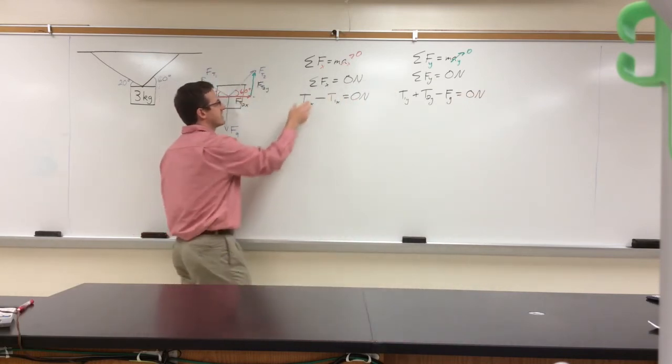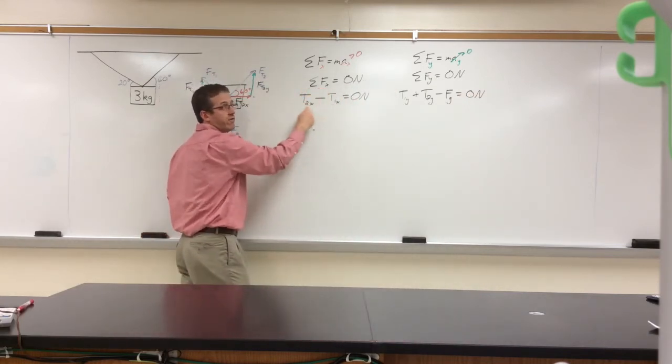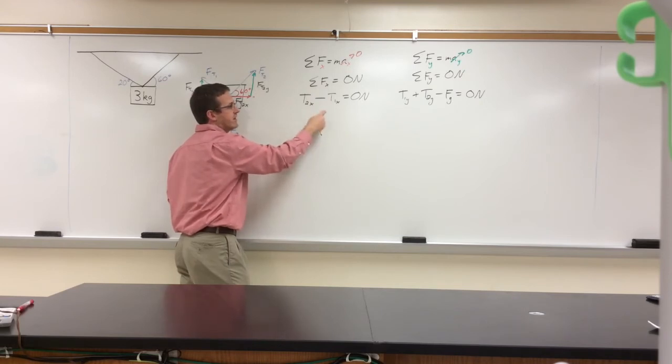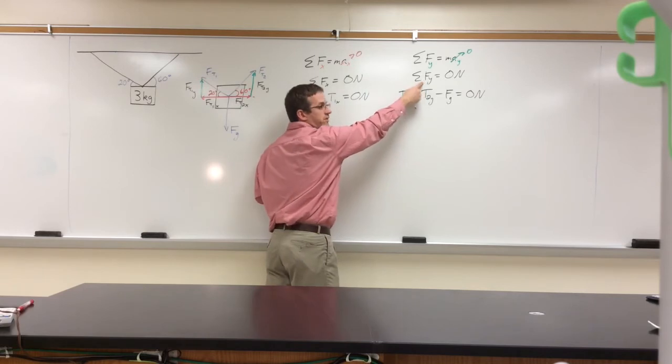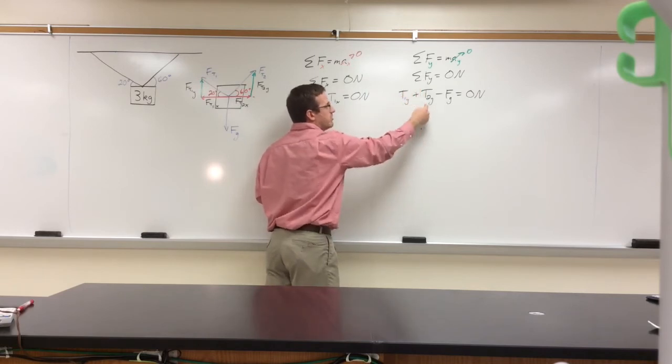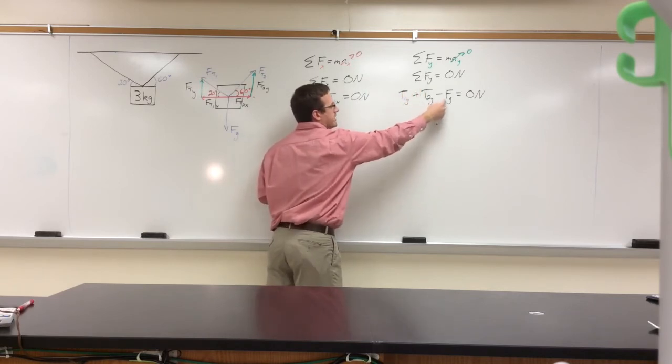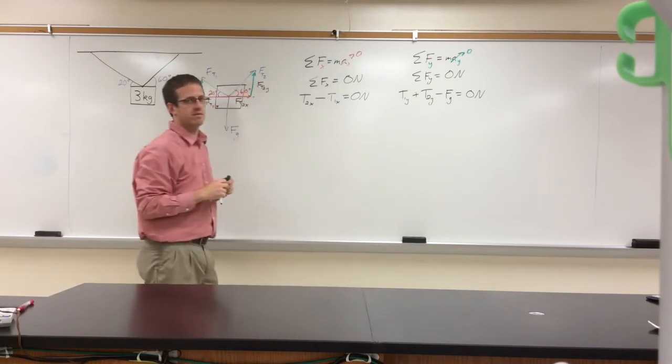So all I did is take the sum of the forces and describe what forces I'm adding together. In this case, adding a negative. Same thing here. What are the forces I'm adding together? These two positives because they're both up, and this one down that is negative.